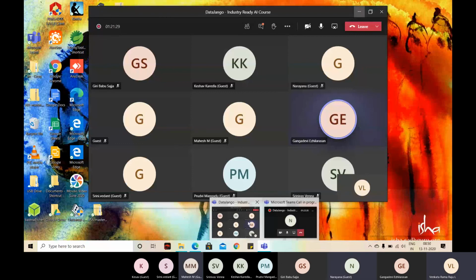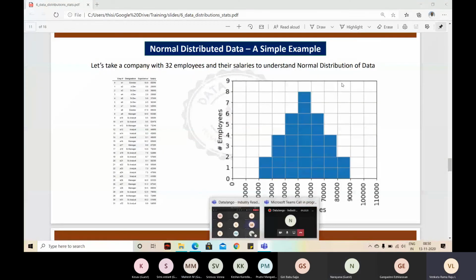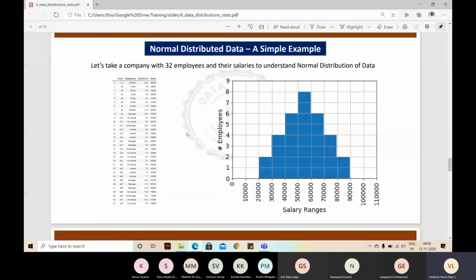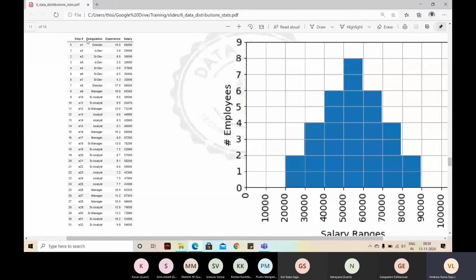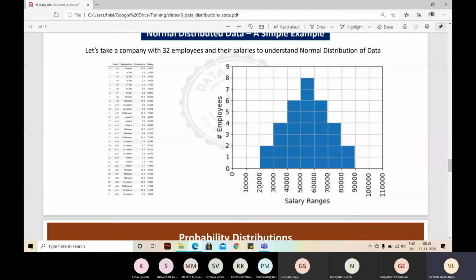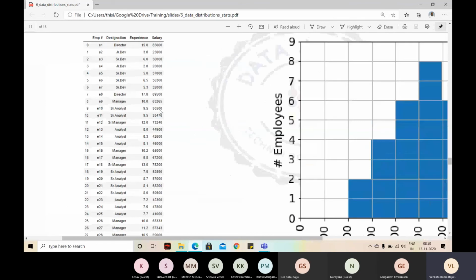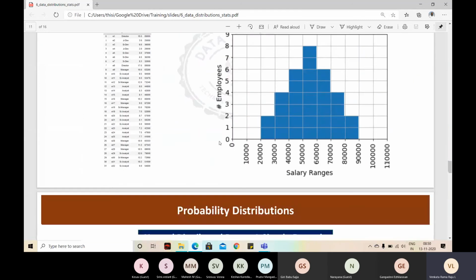Yes, sir. So here I took some data of employees: employee ID and designation, director, junior developer, senior developer, and then experience and salary. I took salaries in such a way that it is actually normally distributed. When I tried to do a plot between 20,000 and 30,000, see this, the salaries are real numbers. Actually, I took the integers, but in reality there will be point something also. So when you calculate everything properly, there will be real numbers.